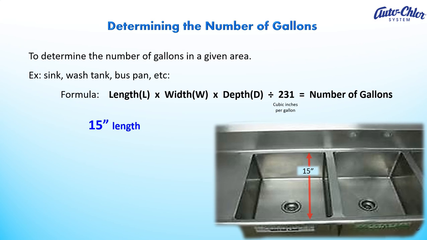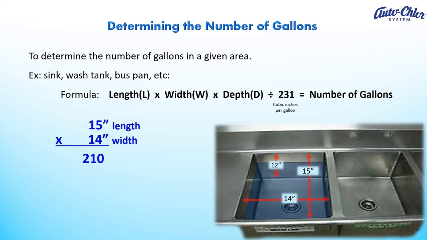To use our example of the sink as we're looking at it, the sink is 15 inches long, and we multiply that by 14 inches wide. That gives us a total of 210. Now the sink itself is 12 inches deep. We want the average water fill. In this case, the average water fill depth is going to be 10 inches.